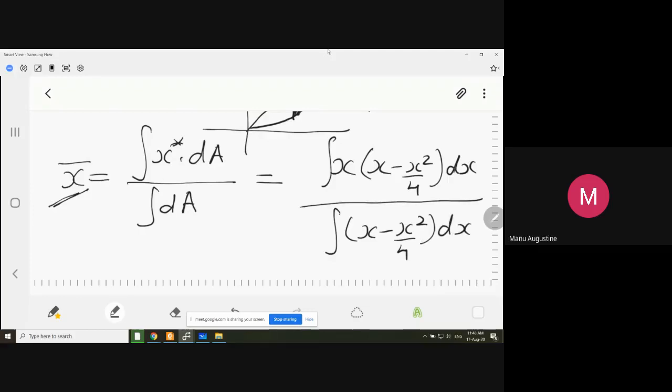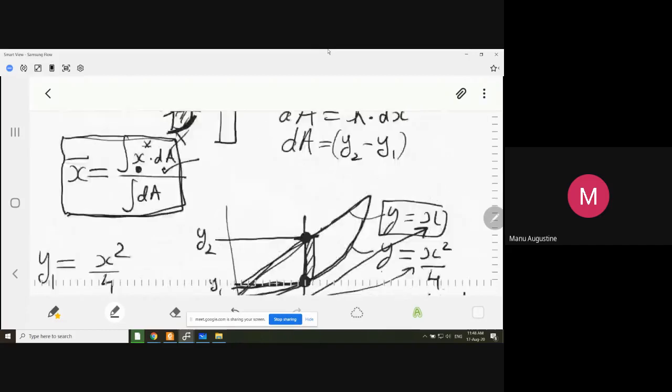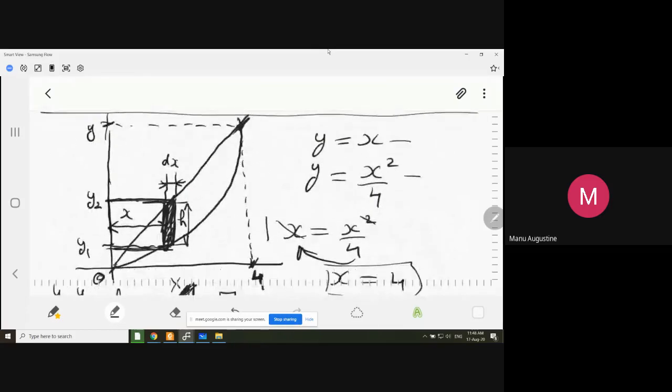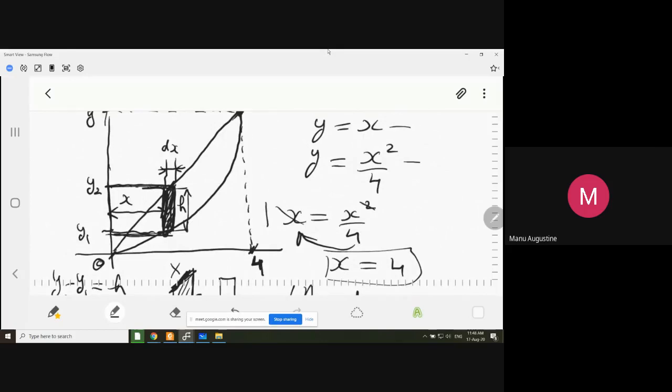Now tell me, what are the limits of integration? Look at this figure. We have identified this distance as 4 and this as 0. So you know that if a vertical strip is taken here, this vertical strip will start at 0 and travel all the way up to 4. So the limits of integration are 0 to 4.